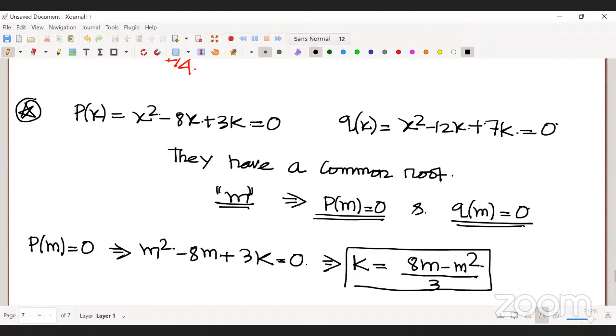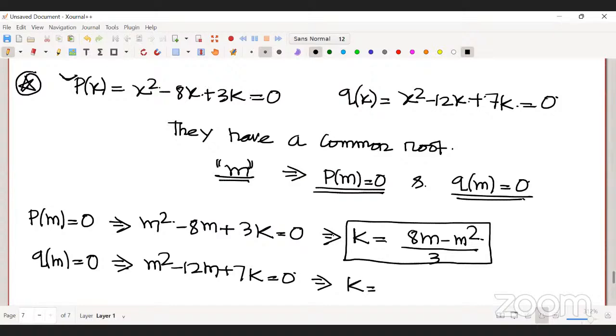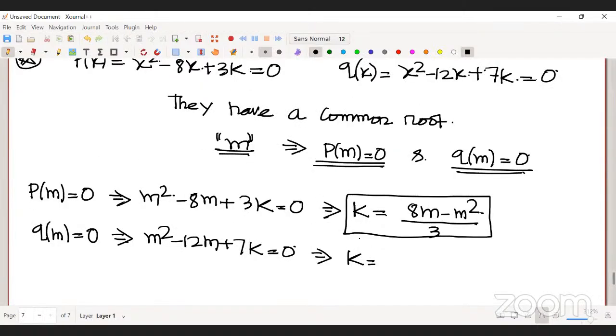We get the value of this k from this equation P of x, and similarly m is also a root of Q of x. Okay, that means Q of m is also 0. That means m square minus 12m plus 7k equal to 0. And from here, the value of k is 12m minus m square by 7, right?